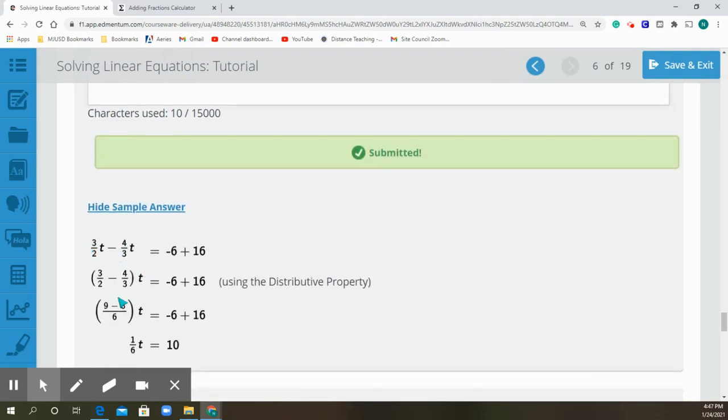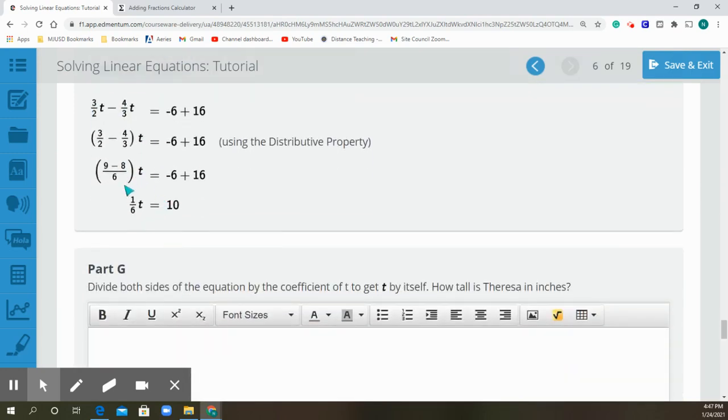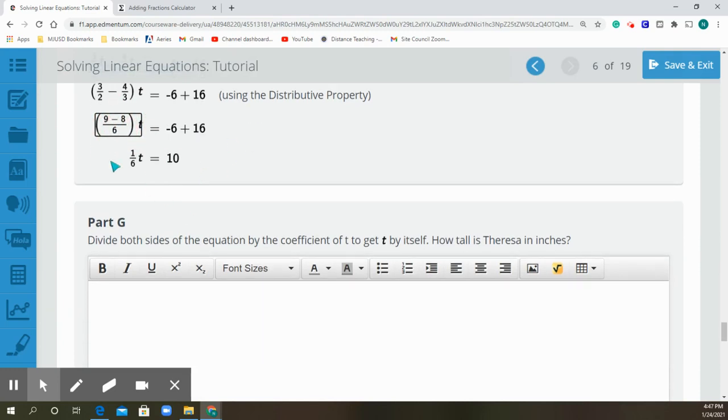So we already did these steps. We used the calculator soup to do that step. Okay, so now we've got 1/6 t equals 10. Great.